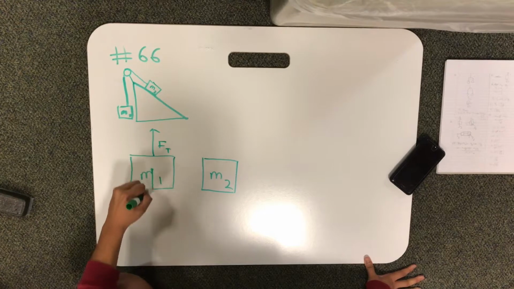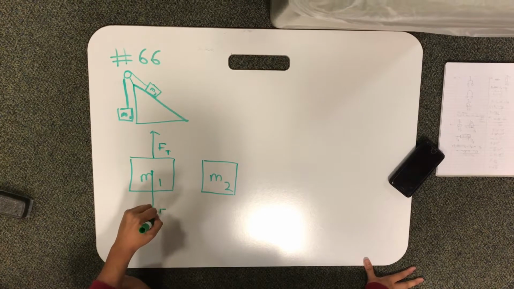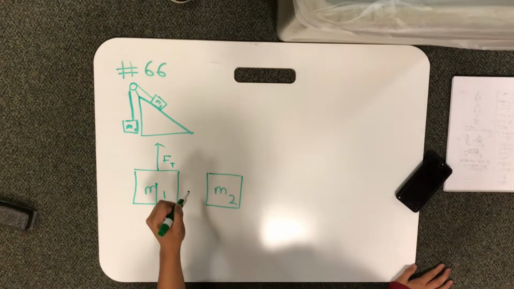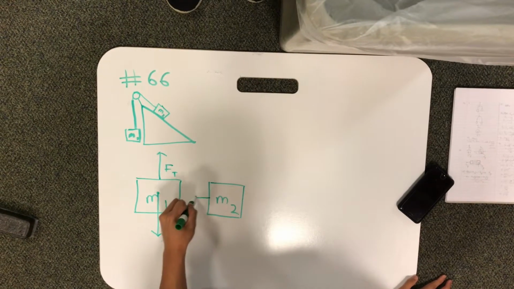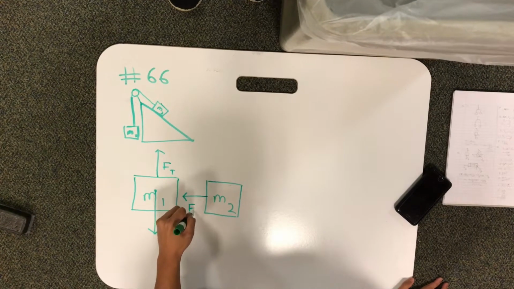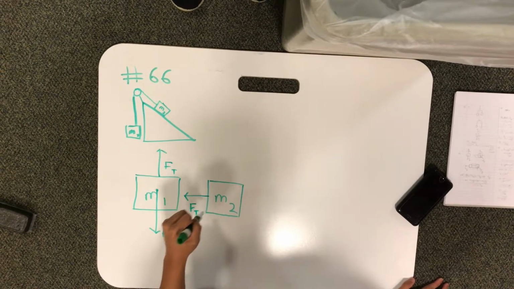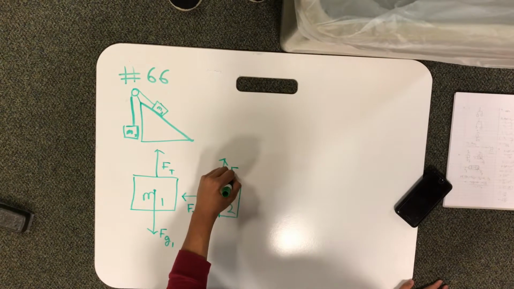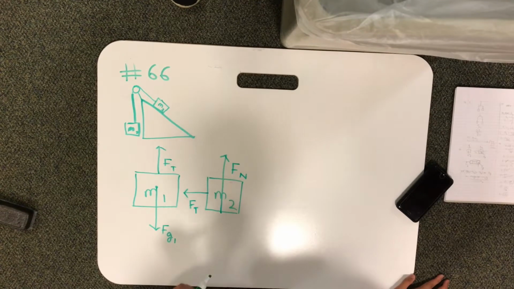Mass 1 has a force of tension from the rope that is attached, and as a field force, gravity exists, causing a downward force of Fg1. Let's look at mass 2. Mass 2 also has a force of tension towards the left from the rope, and it also experiences a perpendicular normal force by sitting on an incline. And the field force gravity also acts on it, but at an angle due to the incline.